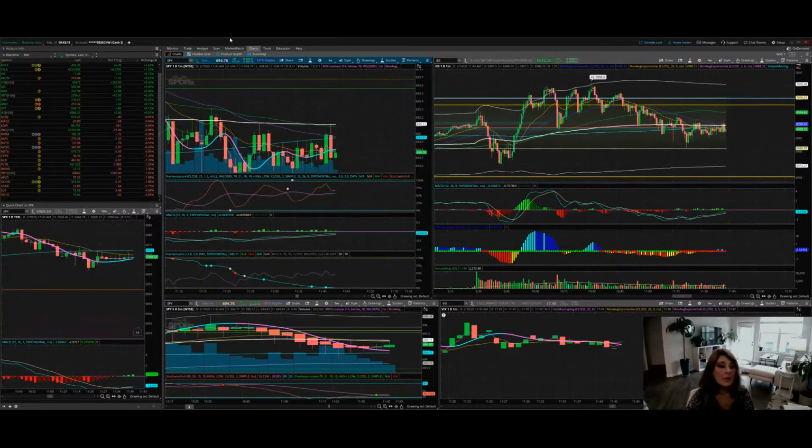All right, I'm going to take a quick look at Gamma. Okay, Gamma shifting a little bit. We're still in positive Gamma. We do have a pretty big put wall at 690. And we've got our call wall sitting at 696, 697. Okay, coming back down again.